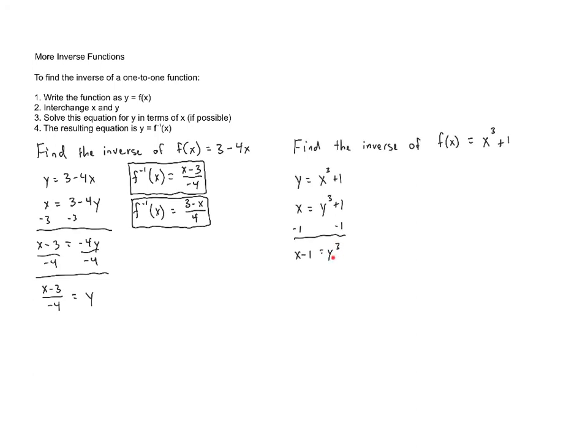And if we have y cubed and we need to turn that into y, we can take the cube root of both sides. If we do that, the cube root of y cubed is y, and the cube root of x minus 1 is just the cube root of x minus 1. So once we've solved for y, this is the expression that represents our inverse function. So f inverse of x is the cube root of x minus 1.